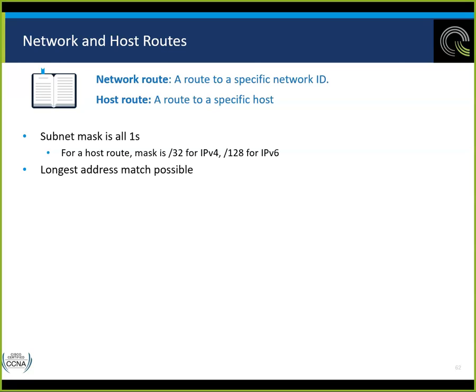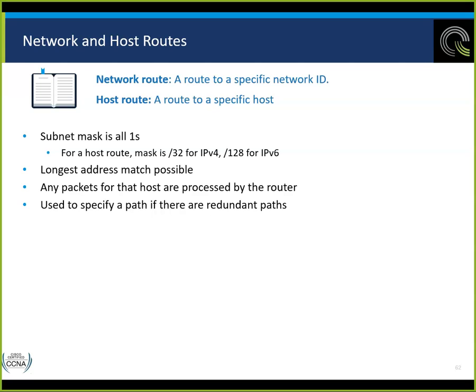So the longest that we could get for an IPv4 is going to be 32 bits. If we put a 32-bit mask in there, it's going to use that route because you can't get a longer mask, a longer prefix than that. Any packets for the host are processed by the router and then used to specify the path if there are redundant paths, and there may be redundant paths. I've got some, and we'll see what they look like. Redundant paths, multiple paths, which is the best path to take, and that's going to be all based on the metric, obviously. Often created for loopback addresses.